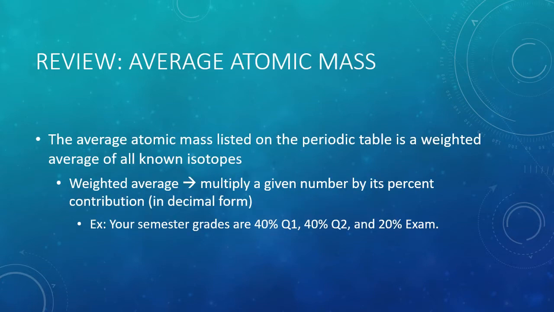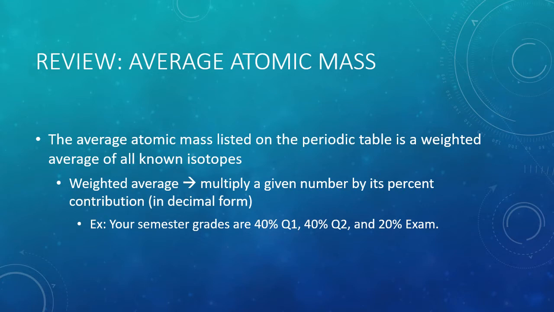Another thing we need to review is average atomic mass. On the periodic table, you'll notice that I don't have whole number masses listed. Rather, I have a decimal one, for most elements at least. This is the average atomic mass for the element. It is a weighted average. For a weighted average, what you generally do is you take a percent contribution in its decimal form, or a weight for each thing, multiply it by its weight, and then add all the individual pieces.